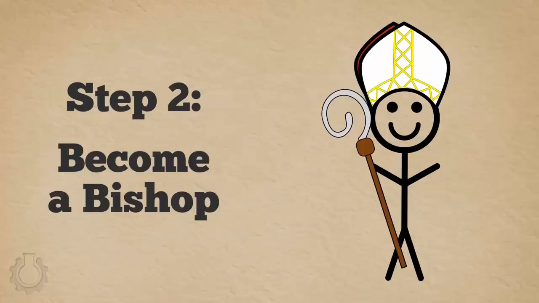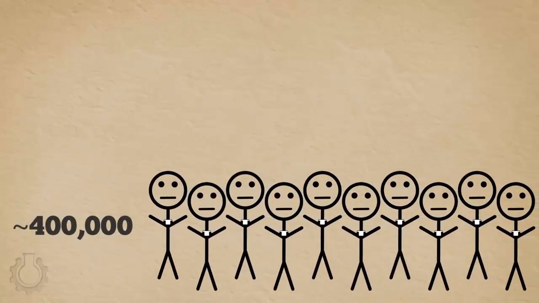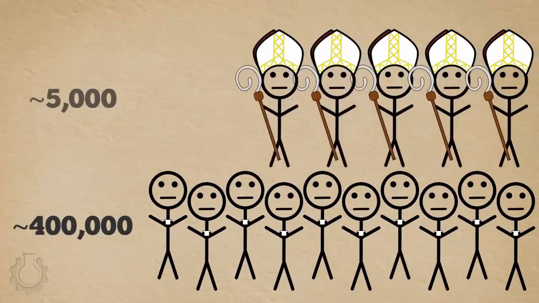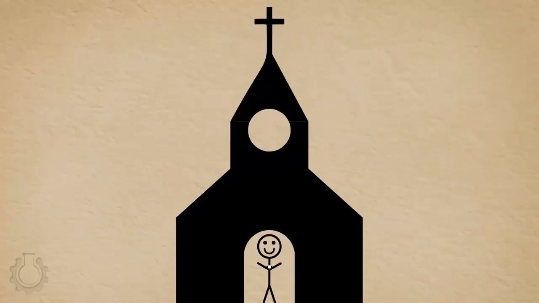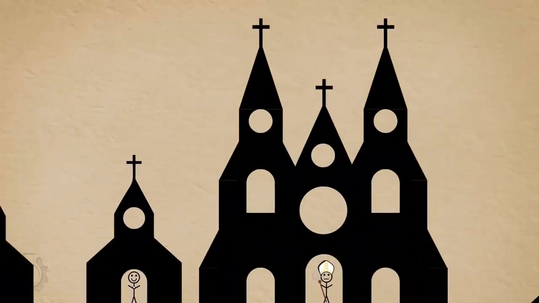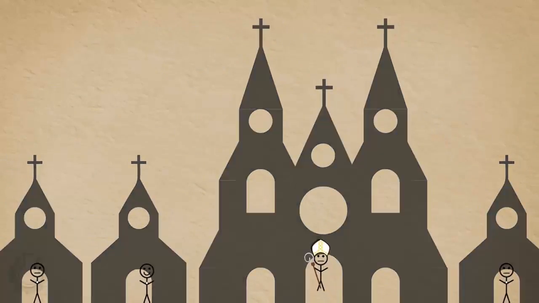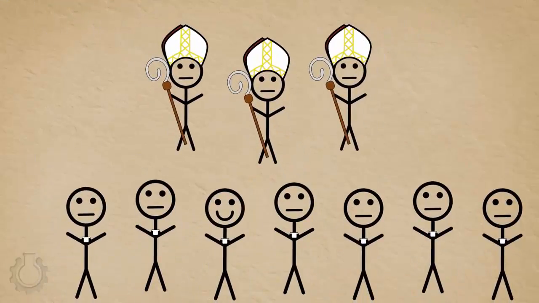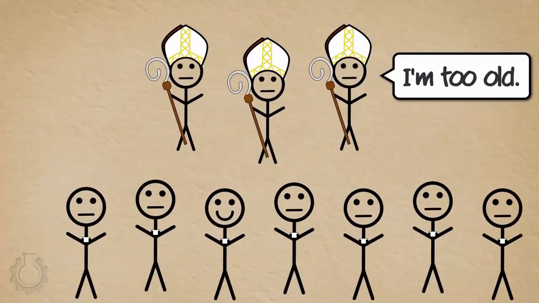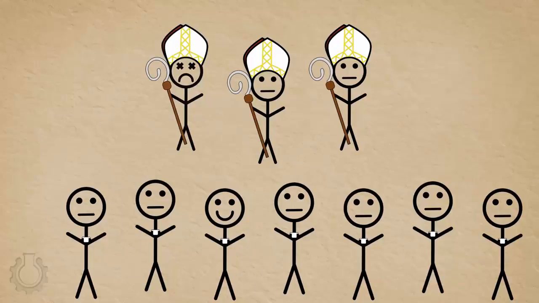Step 2. Become a bishop. Bishops are a much more select group. While there are about 400,000 Catholic priests worldwide, there are only about 5,000 bishops. While priests get churches, bishops get cathedrals, from which they oversee a number of local churches. To advance your career, you must wait for a bishop in your area to be forced into retirement at age 75 or die sooner than that, freeing up space for you.